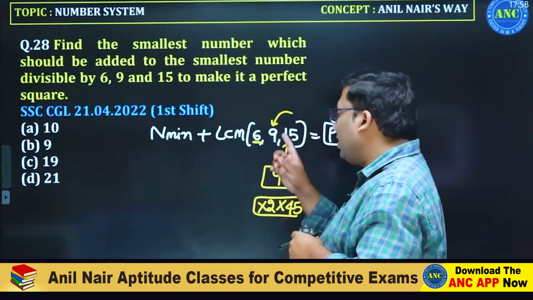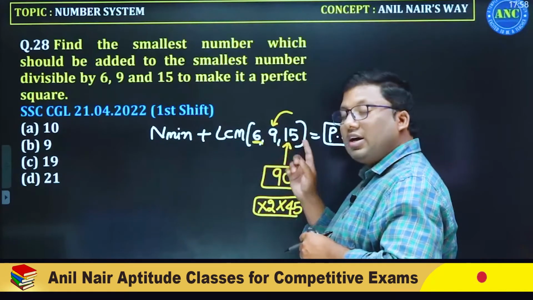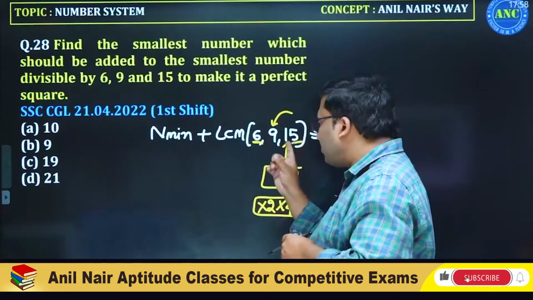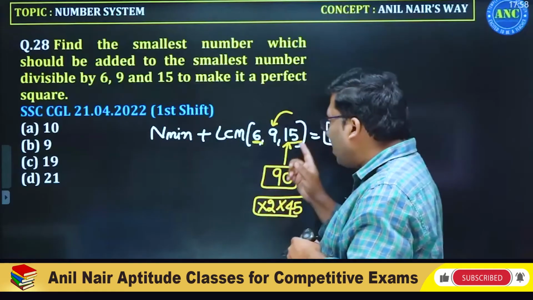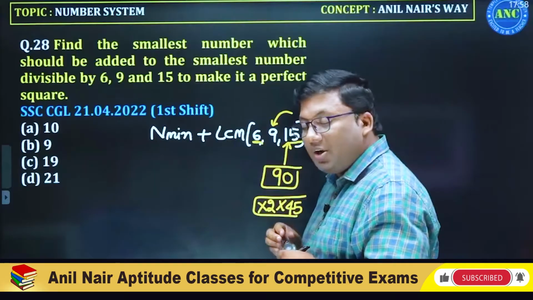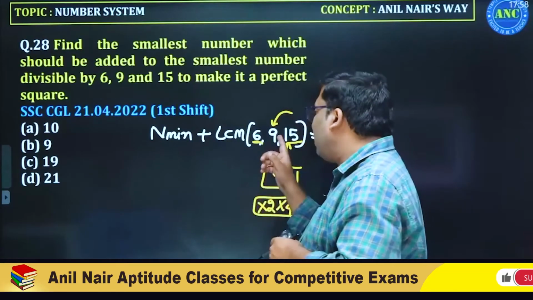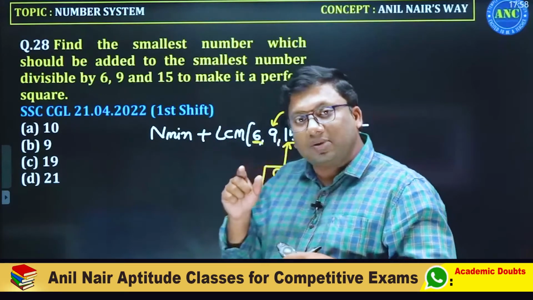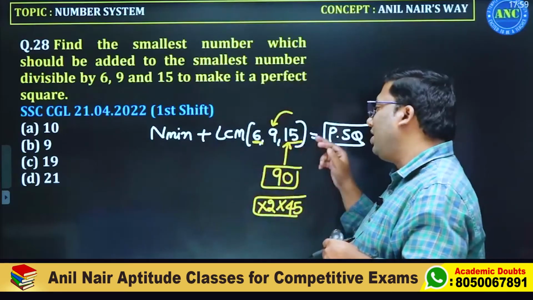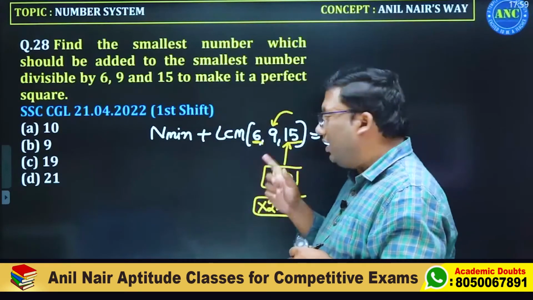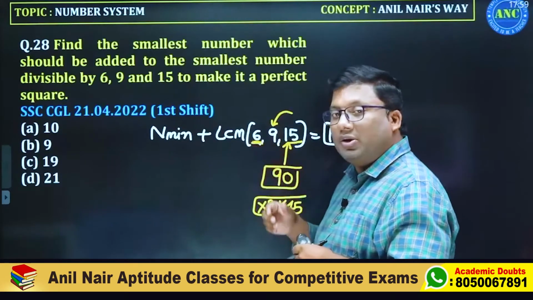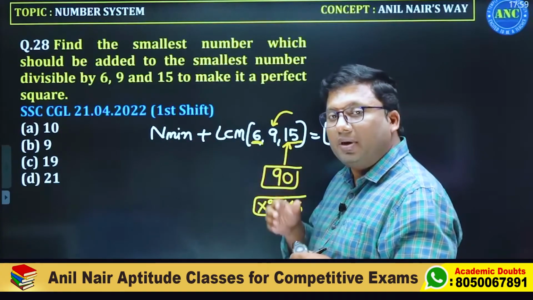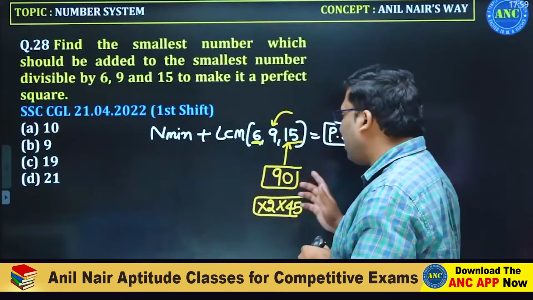Again I am repeating. LCM of 6, 9, 15. LCM means we will see the largest number, which is 15. Which multiple of 15? The digital sum will be 9, because one input number has digital sum 9. 15 3s are 45, but one input is divisible by 2, so the output should be an even number. The even multiple of 45 is 90.